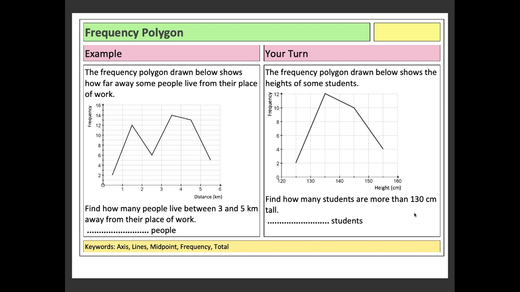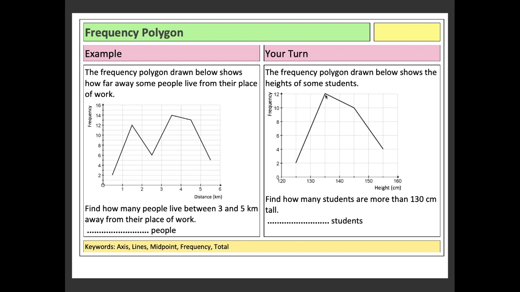Okay, so let's have a go at this one together. I'm going to keep this big just so you can see. So we want it between, anyone who's more than 130 centimetres. So we want every single point that's over 130 centimetres. Okay? So our first point here is between 130 and 140, which is 12.